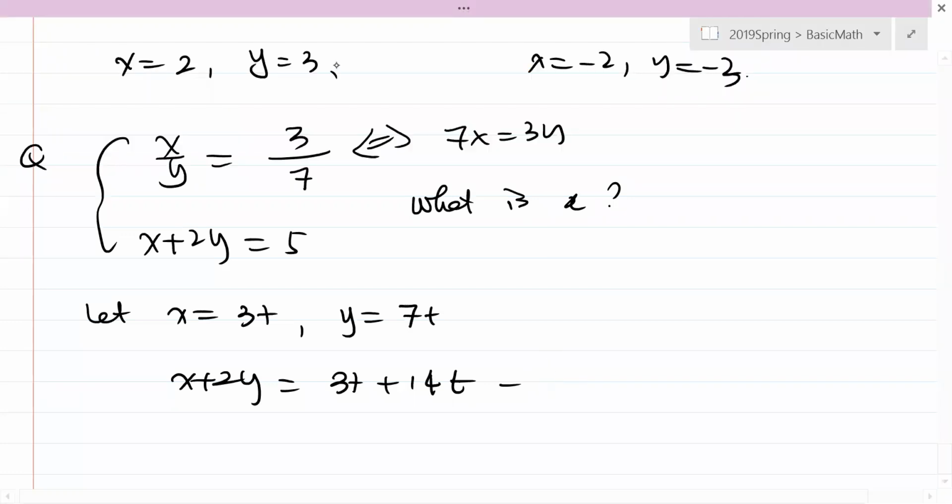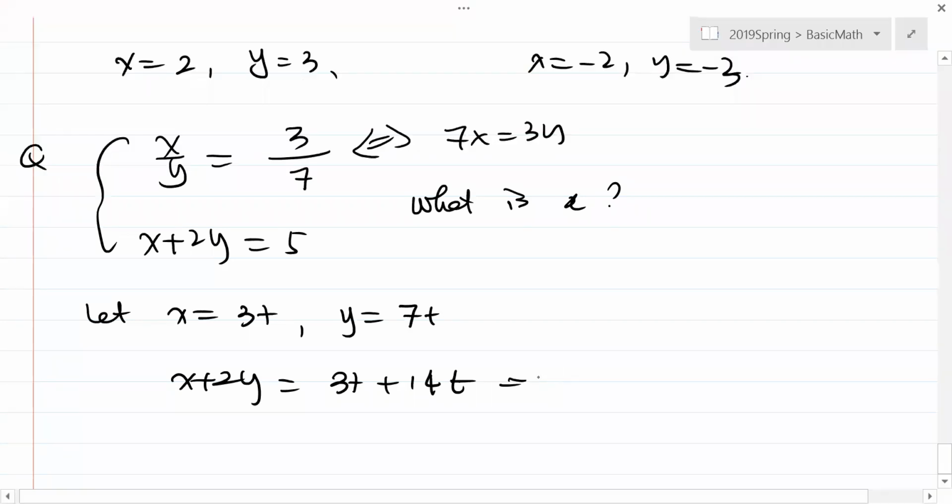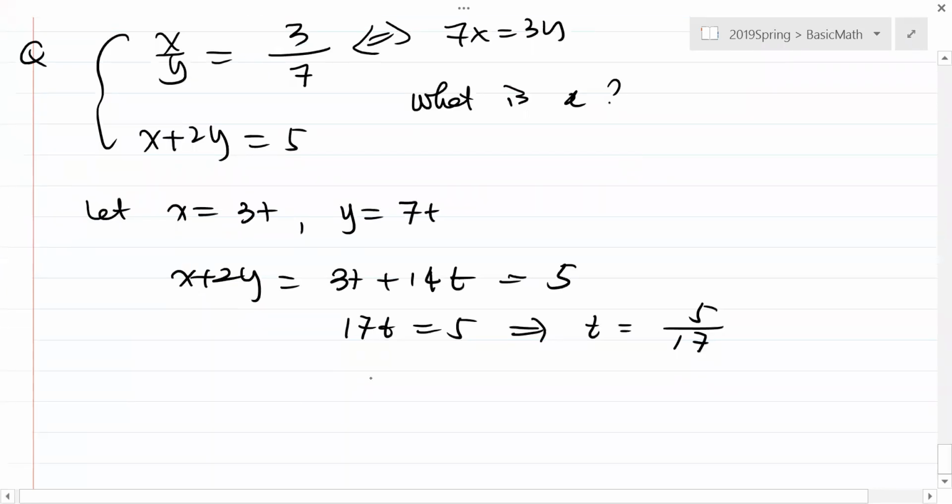Then you determine the value of t. Here it is going to be 17t equals 5, so t is going to be 5 over 17. Then you write down x. x is 3 times 5 over 17, which is 15 over 17. You don't need to do lots of computation. It's a simple multiplication here.